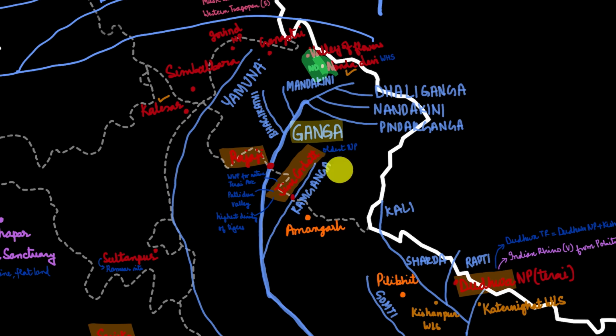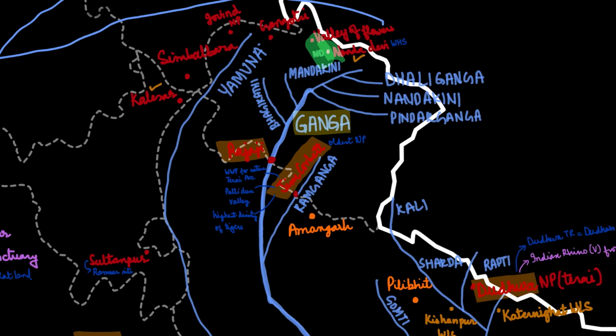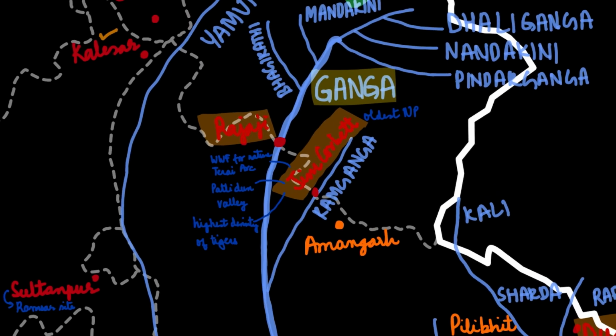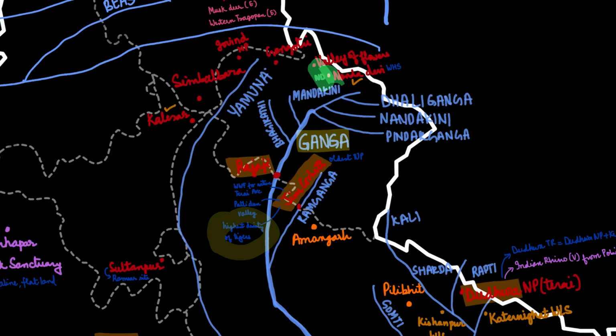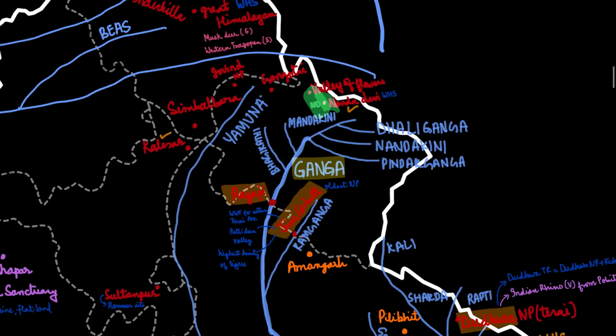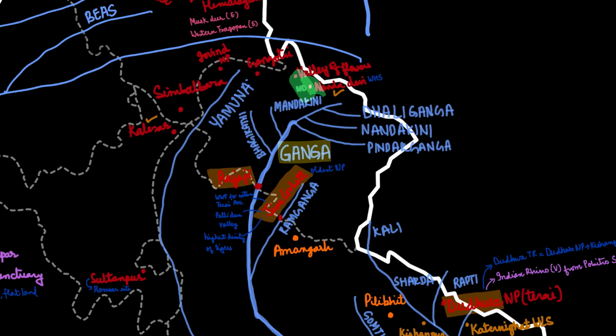Jim Corbett is basically the oldest national park and it flows through the river Ganga. It is also in the WWF for nature in the Terai Arc landscape. It has the Patli Doon Valley and it has the highest density of tigers. So Jim Corbett has the highest density of tigers. You've read about Nanda Devi, which is also a biosphere reserve, and it is included in the World Heritage Site. So these were the national parks in Uttarakhand.